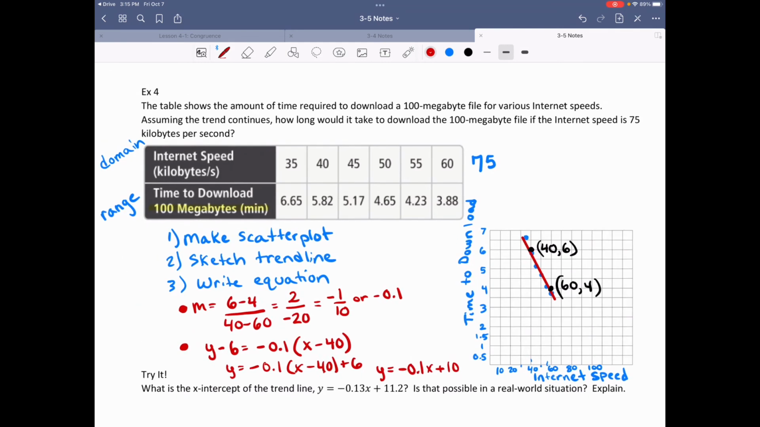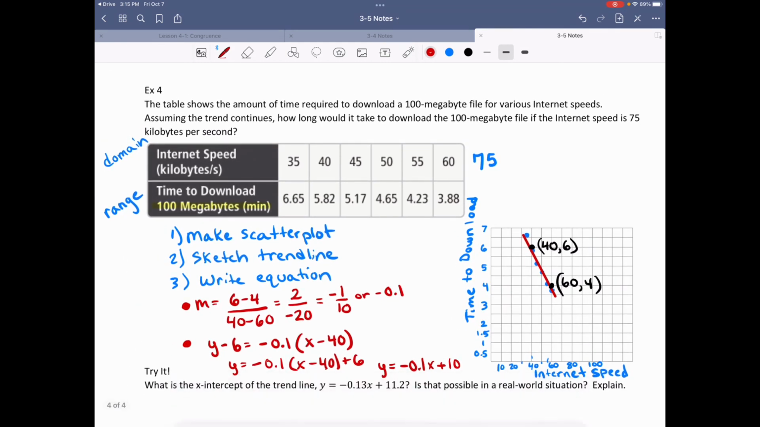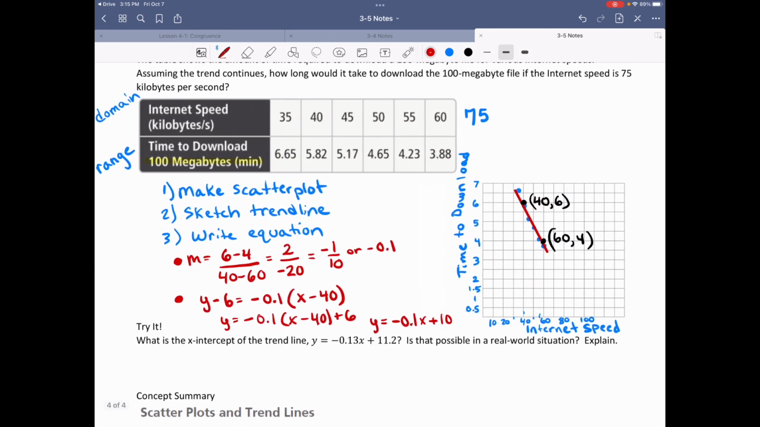For the try it, I would like you to do that one tomorrow. So don't lose it because it's right here.